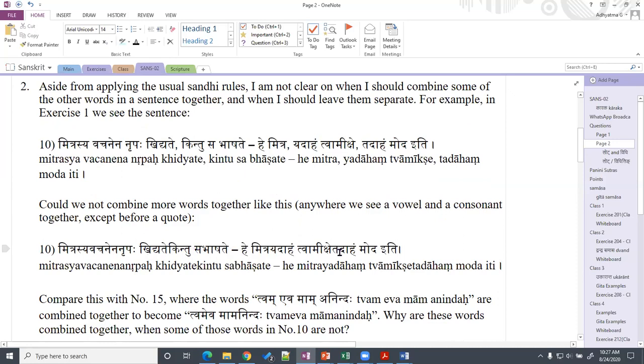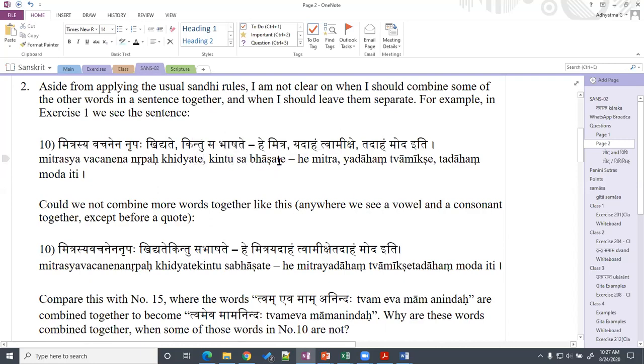The person is giving this example: mitrasya vachinena nrupah khidyate kintu sabhashate. So if you look at here, the general rule in Sanskrit is that if a word ends in a vowel, it is not combined with the next word. If a word ends in a consonant, generally they are put together. So here, every word is ending in a consonant. You see, mitrasya vachinena nrupaha, either visarga or a consonant. So the visarga sandhi rules will apply. Then you see that this is all vowels.